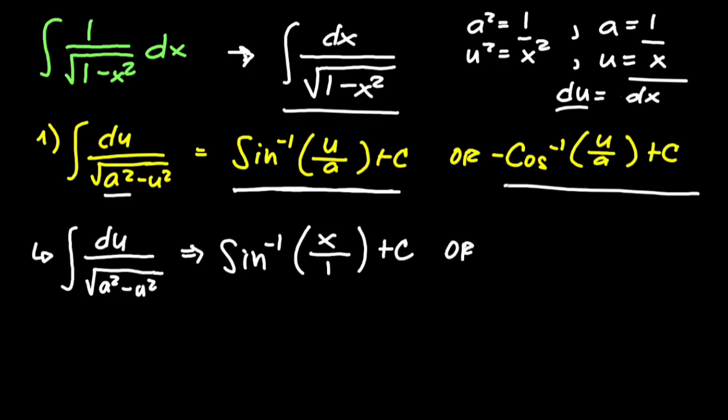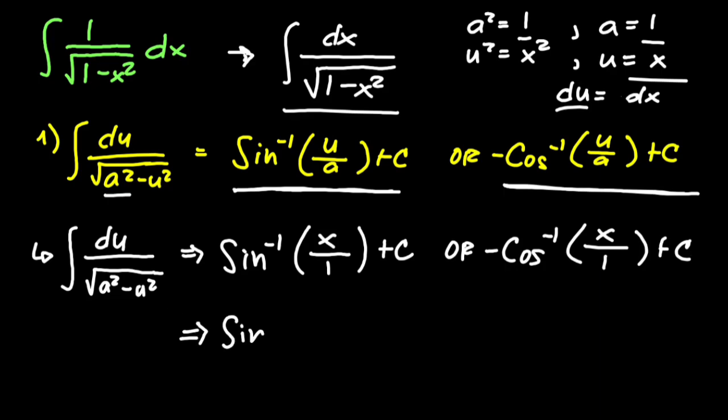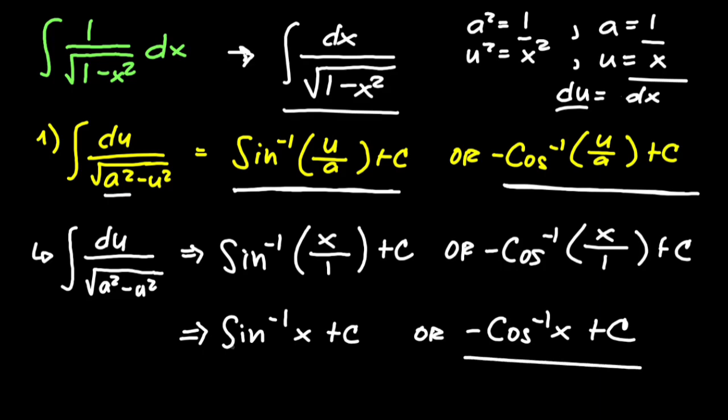Or let us use this other one. It will be equal to negative arccosine multiplied by u, which is x, over a, which is 1, plus c. Simplifying this answer, it would be arcsine multiplied by x plus c, because x over 1 is simply x, or negative arccosine multiplied by x plus c. This can be the answer.